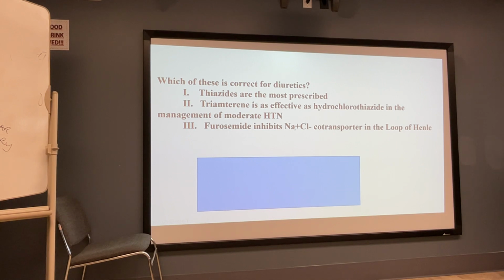Furosemide inhibits the sodium chloride co-transporter in the DCT. False. It's the potassium. The NKCC is the one that's in the loop of Henle, and that's the one that furosemide acts on. So pay attention to my questions, because it may look like, oh yeah, sodium chloride, yeah. Then there's nothing like, yeah, I got it. Okay, you didn't get it.